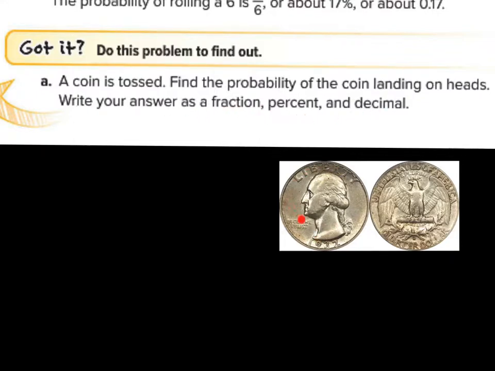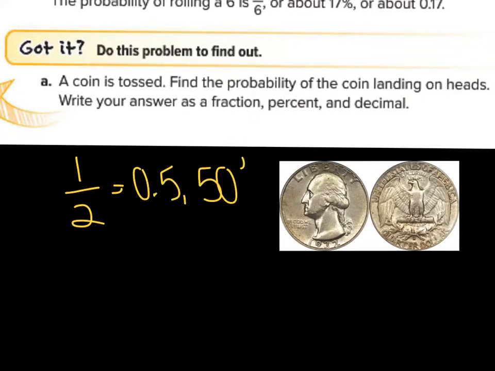So here we have 1 side out of 2 sides, and this only counts for 1 side. So what is the likelihood? Well, it looks like we have 1 side for 2 sides, which would equal 0.5 as a decimal and 50% as a percentage. Now, how did they get that 50%? Decimals always have to be multiplied by 100 to turn to 50%. It's a half. So this is the most basic we can get.